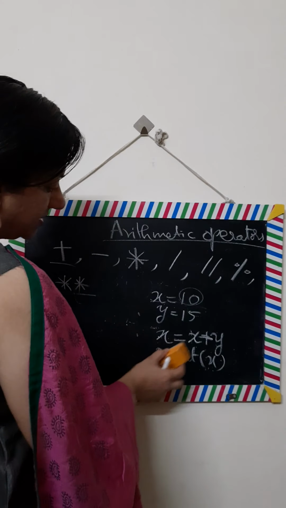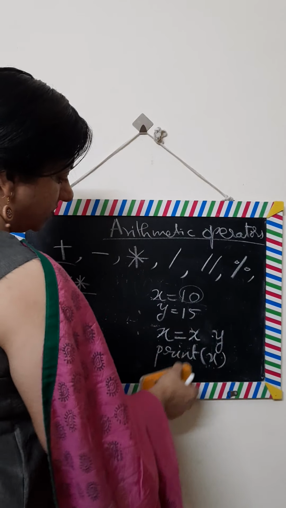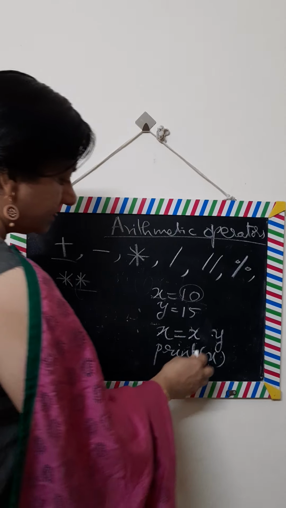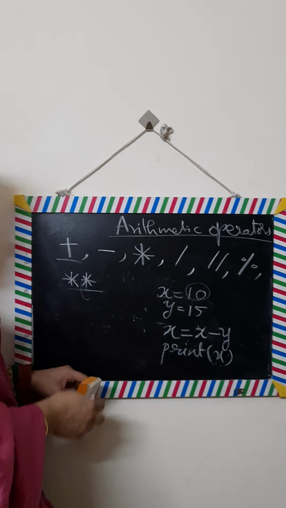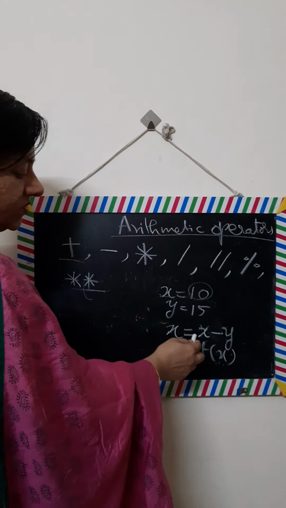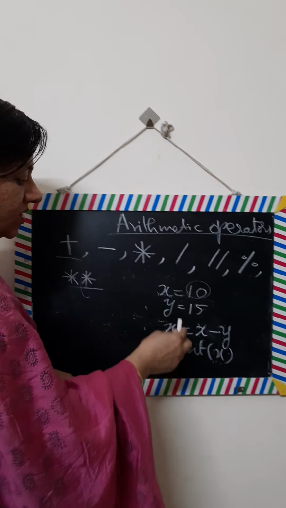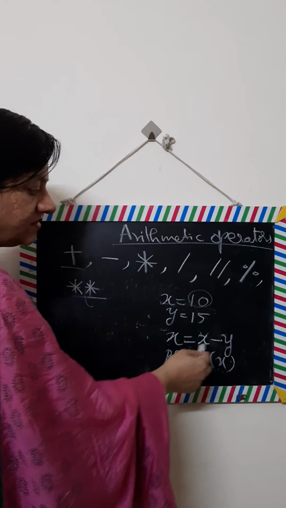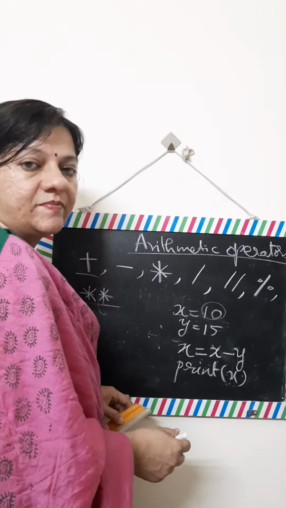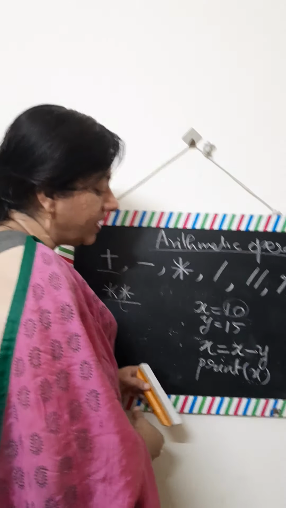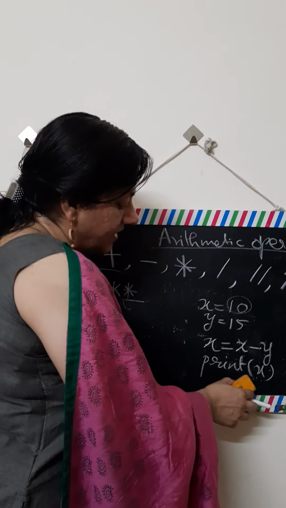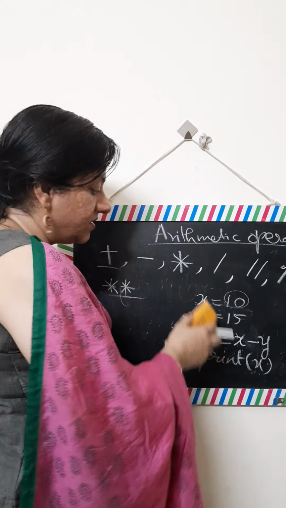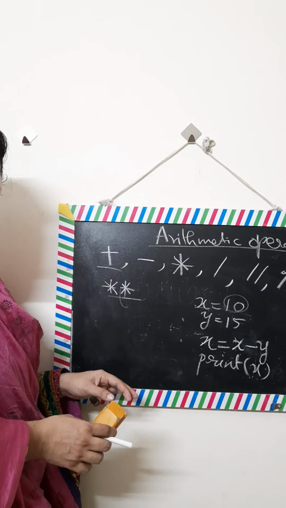Similarly your minus. Let's suppose I change this to minus now. Now what happens? I am saying x equals x minus y. So I am saying 10 minus 15. It returns back minus 5. Now when I am saying minus 5, it will say print minus 5. This is your subtraction. Okay.